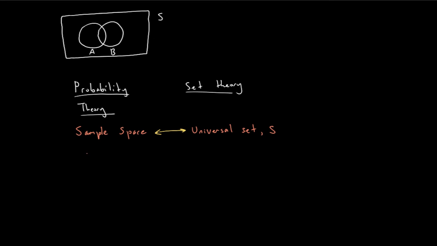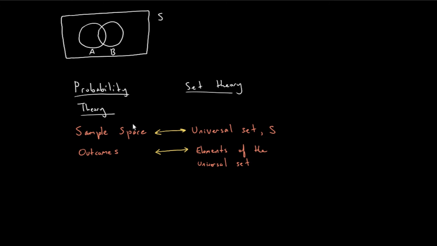Next, we're going to talk about outcomes. And all of the outcomes, the individual outcomes, are just elements of the sample space, right? But the sample space in set theory is the universal set. So all of the elements of the universal set, each possible element of the universal set, each of those is an outcome, okay?